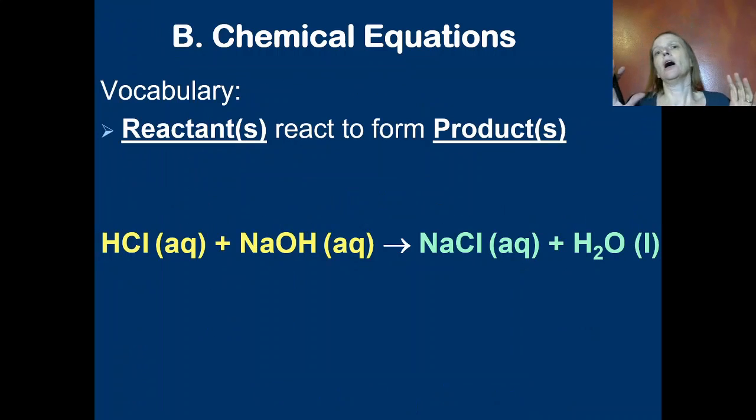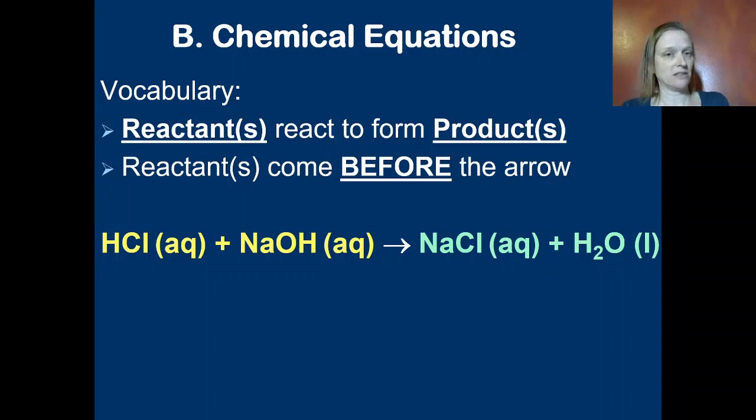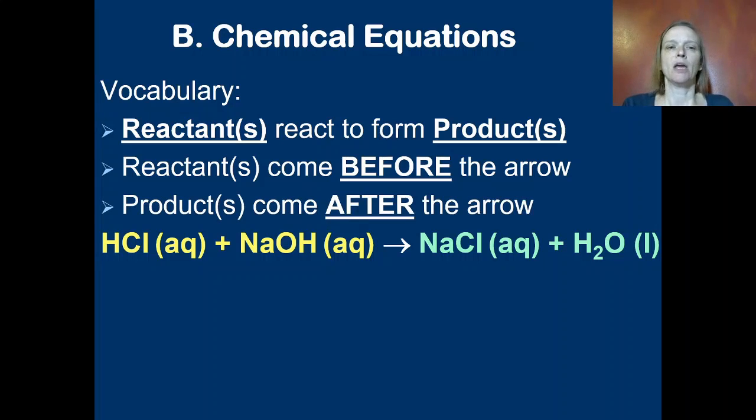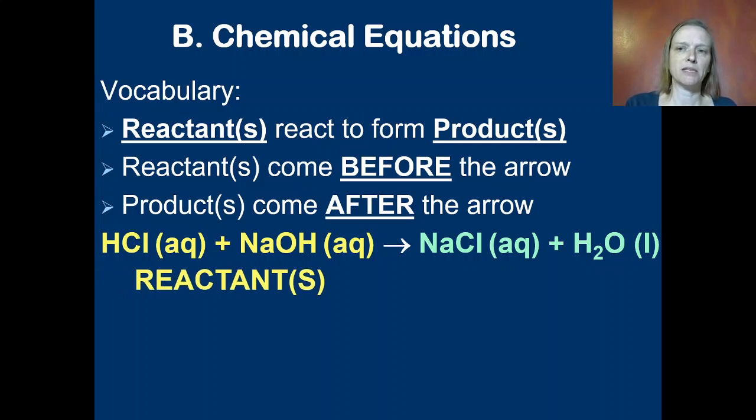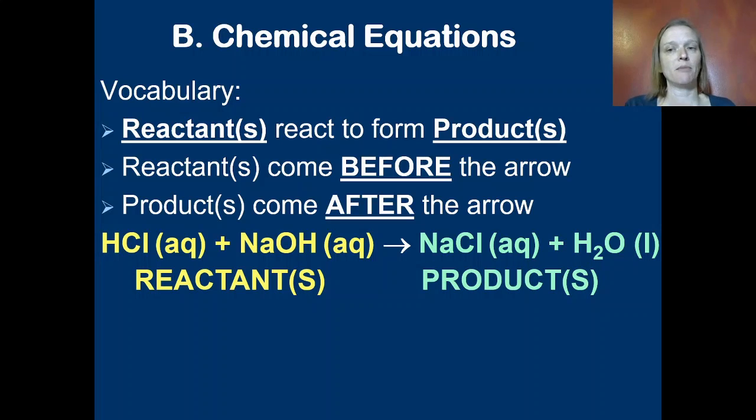So let's look at some chemical equation vocabulary first. We need to distinguish between the reactants and the products. The reactants are what you have at the start, the products are what you have at the end. Reactants come before the arrow, products come after the arrow. And so here's a sample chemical equation, and we'll look at each of the bits in a moment. For now, I want you to notice that the reactants come before the arrow, products come after the arrow.